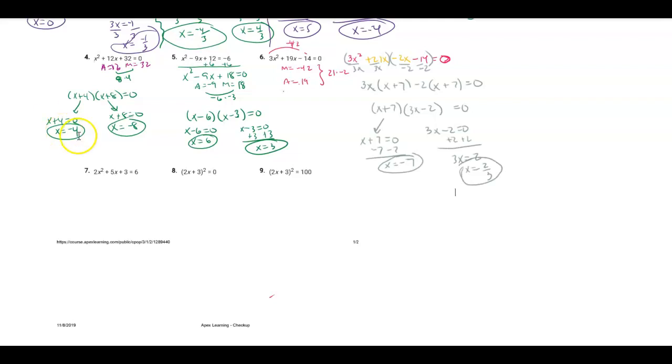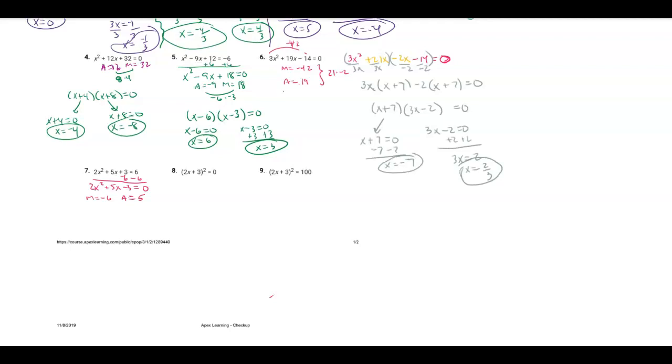All right. Now number 7. Very similar problem, but the only thing is, when you look at this, is it set equal to 0? No. So our first step is to subtract the 6. And I end up with 2x squared plus 5x minus 3 equals 0. Now when I use the AC method here, right away I'm going to multiply 2 and negative 3, so I have to find the numbers that multiply to give me 2 times negative 3, which is negative 6, and add up to positive 5.